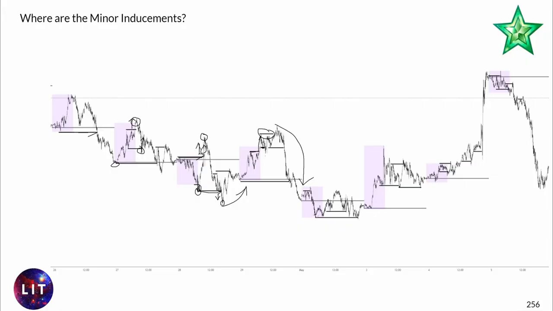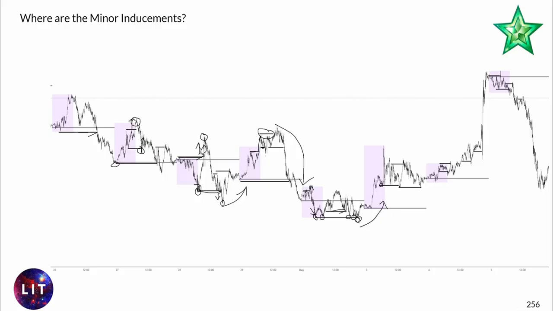We build the 1, 2, 3, 4, the quadruple bottom, induce it. Again, we get these little minor inducements here and this minor inducement in Asia. Again, look at the momentum, tricks people into going the wrong way. And then after we induce this quadruple bottom, we continue upwards.